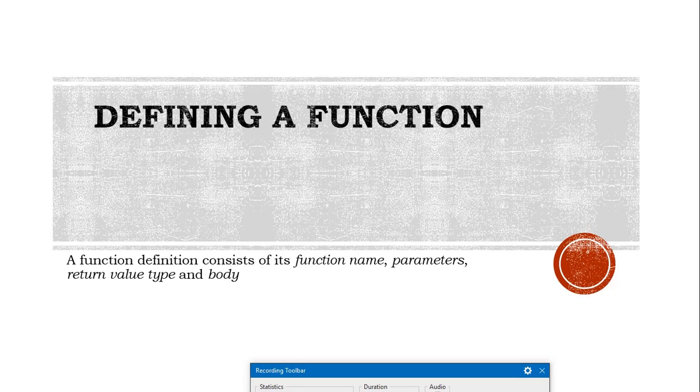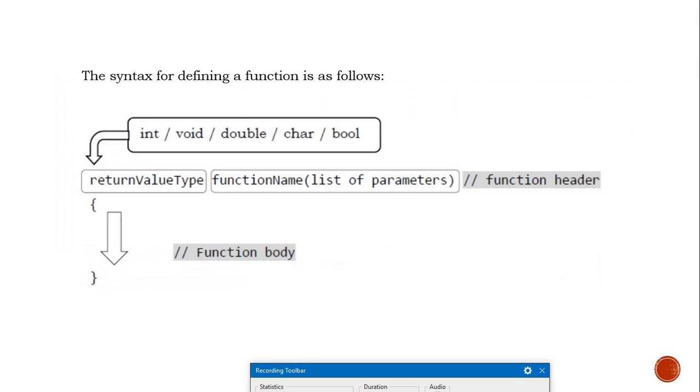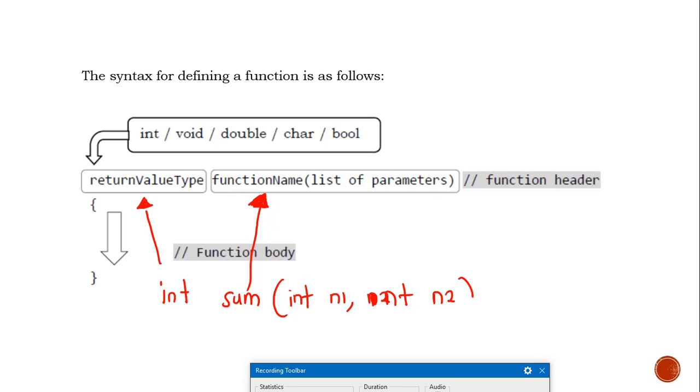Defining a function. A function definition consists of the function name, parameters, return value type, and body. So this is the syntax for defining a function. You need to have a return value type. In our case, we use int, which represents our integer value type. Function name, sum. This is the function name that we have defined. List of parameters: I have int n1 and int n2.